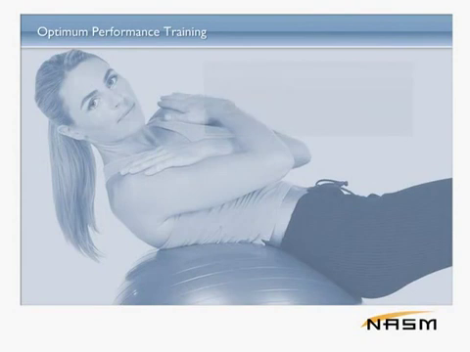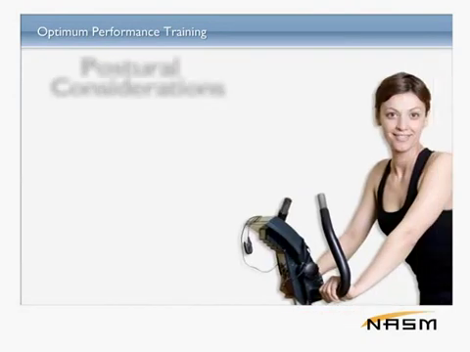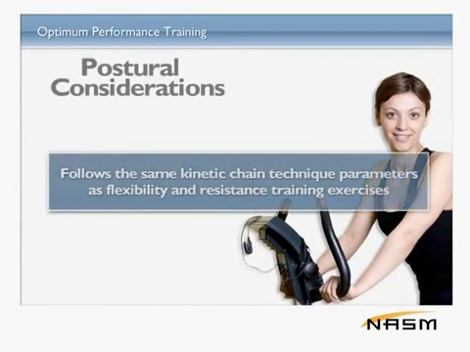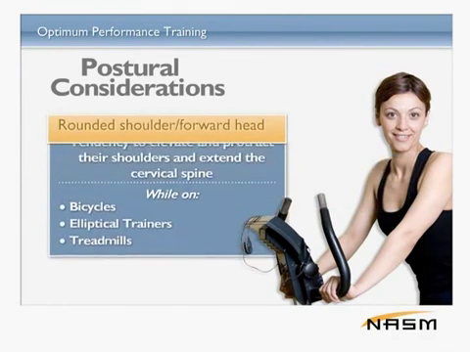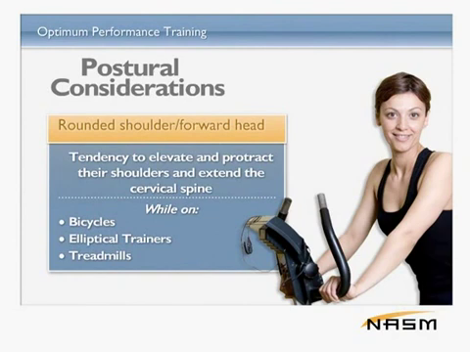Postural considerations. As any form of cardiorespiratory training involves movement, it must follow the same kinetic chain technique parameters as flexibility and resistance training exercises. Clients with a rounded shoulder-forward head posture tend to elevate and protract their shoulders and extend the cervical spine while using bicycles, treadmills, and elliptical machines.